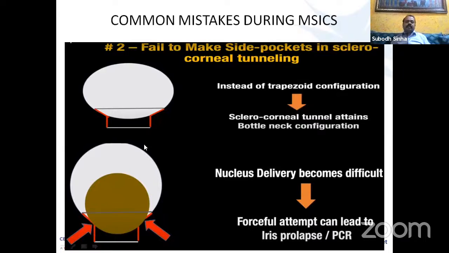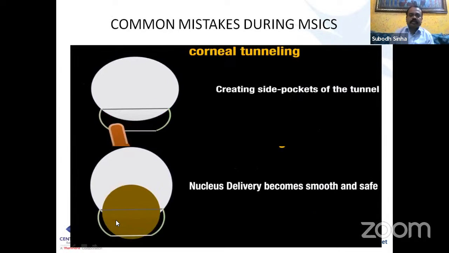Now, one of the common mistakes we make at the time of manual small incision cataract surgery is, instead of a trapezoid configuration, we make a bottleneck type of corneoscleral tunnel. Why? Because we haven't created any side pocket on both sides, so this may lead to difficulty in nucleus delivery. And if you try to forcefully deliver the nucleus, it may lead to iris prolapse and PCR. So it's always better to make side pockets, so that makes the nucleus delivery smooth and safe.